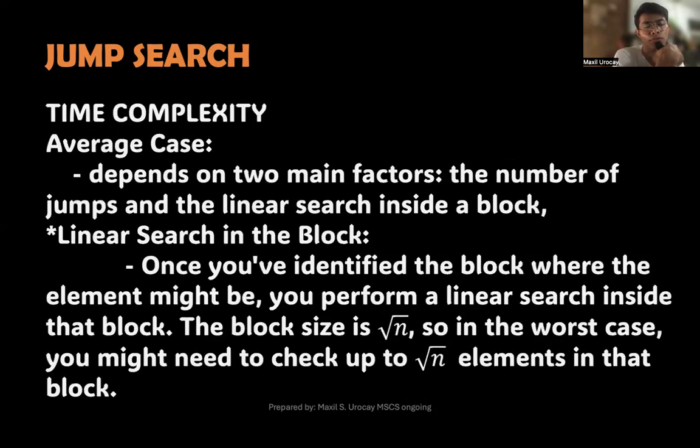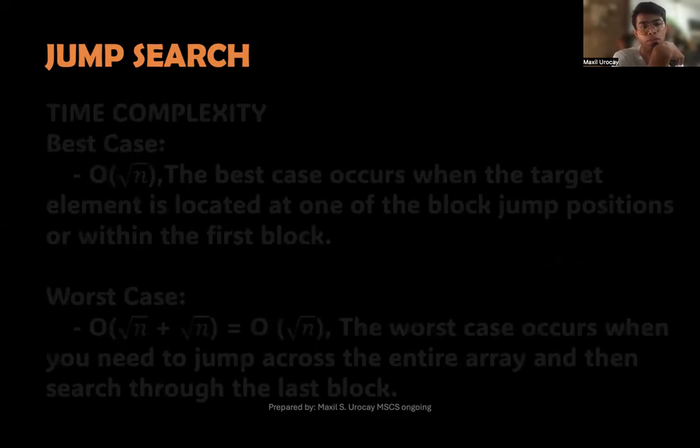So for the average case, it depends on the same two main factors. Linear search inside a block: once you've identified a block where the element might be, you perform a linear search inside the block. The block size is square root of n, so in the worst case you might need to check up to the square root of n elements in the block. So it will still be square root of n in the time complexity.